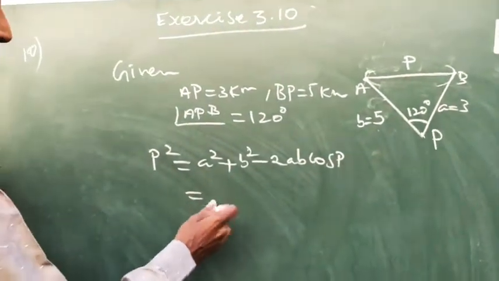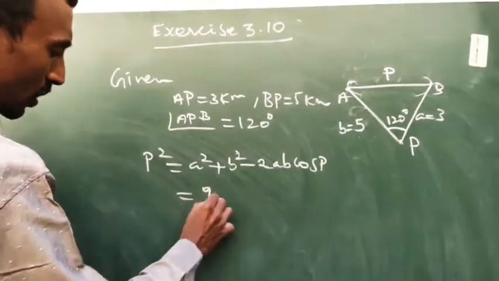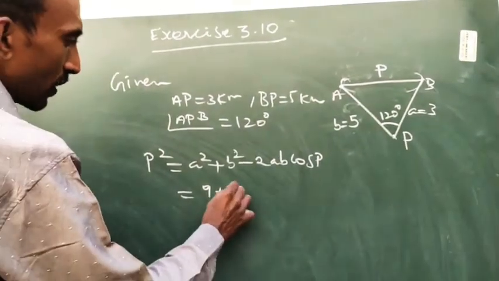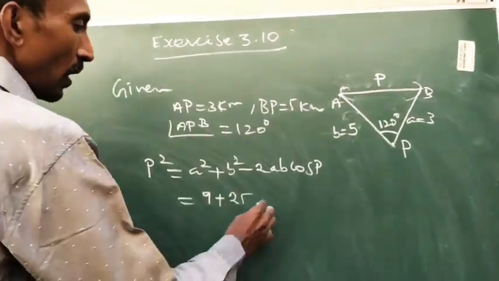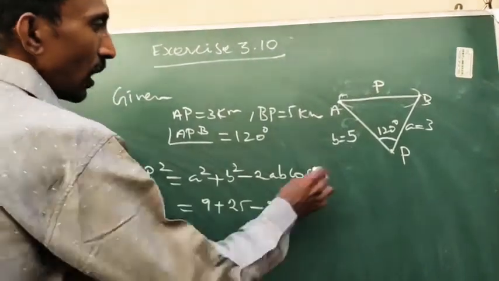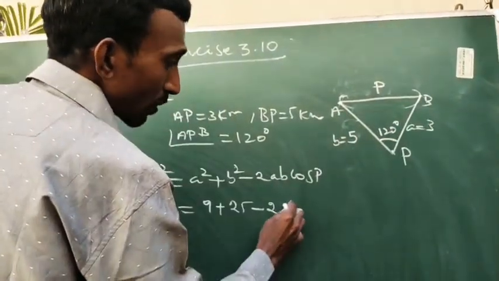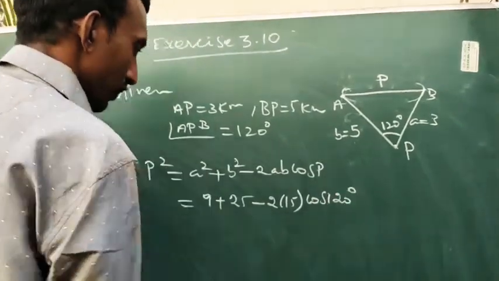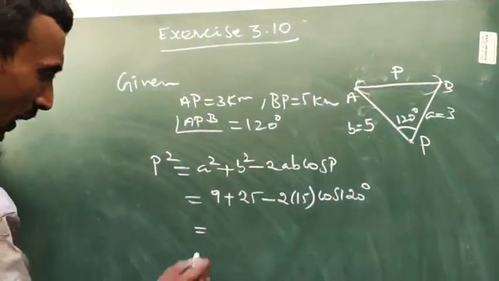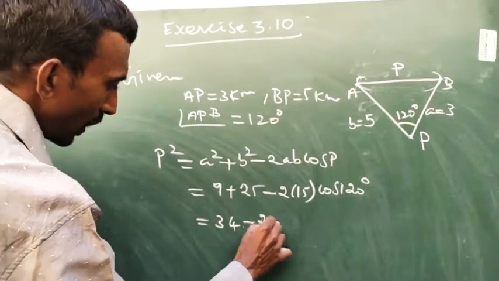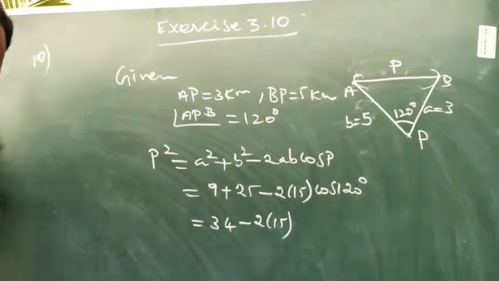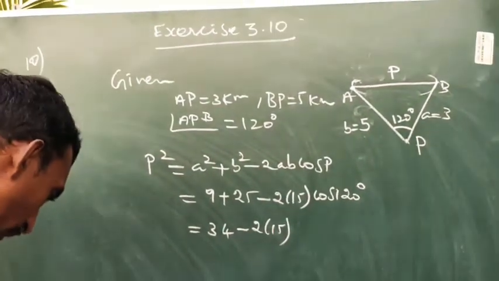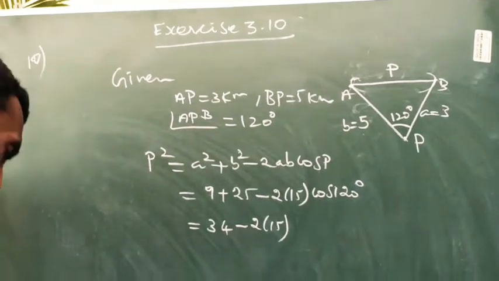So 3 square is 9, 5 square is 25, so 34, minus 2 into 3 into 5 into 15, cos 120 degrees. So what is that? Listen, my dear student.